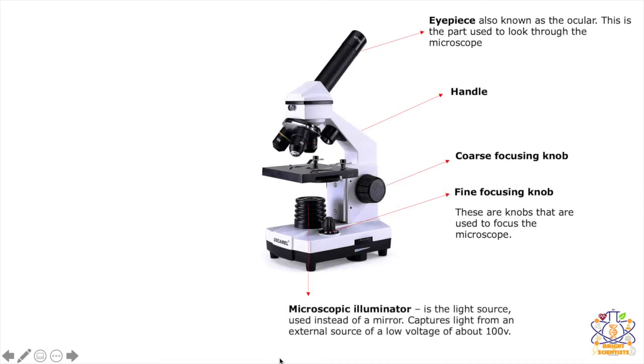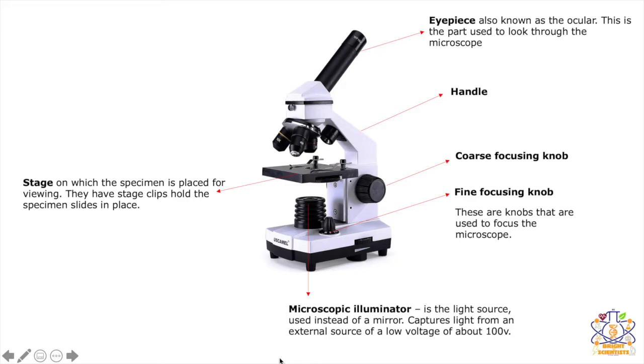We have a microscopic illuminator, which is the light source located at the base of the microscope. It is used instead of a mirror. It helps to capture light from an external source or a low voltage of around 100 volts. We also have a stage in which the specimen is often placed. Usually we have the stage clips which hold the actual specimen in place. And we have the objective lenses, which is used for the specimen visualization, and it's used to help magnify at around 40 to 100 times.